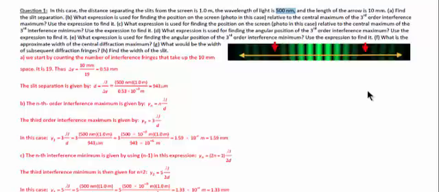Thus, the fringe width, or delta y, is given by 10 millimeters over 19, which comes out to be 0.53 millimeters. Now, to find the slit separation that they are asking us, we use the expression for delta y. The expression for delta y is delta y equal to lambda L over D.